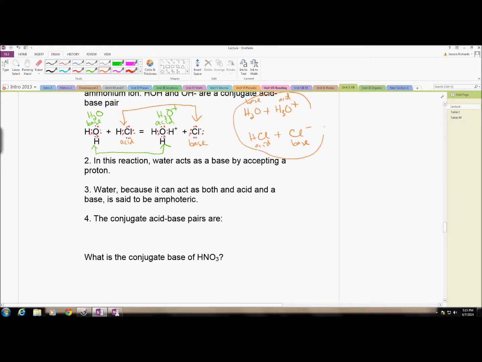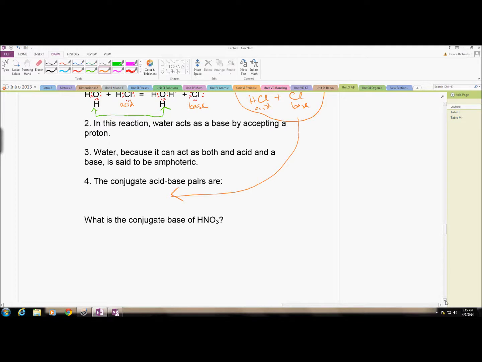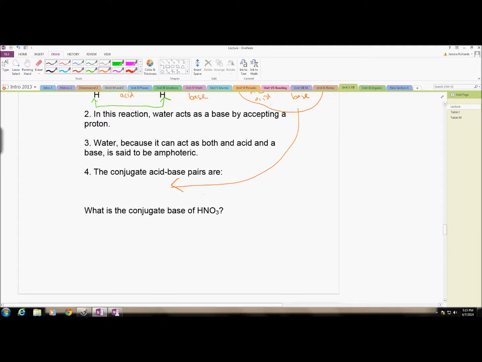Our notes up here are really the answer to this question down here for 4. What are the conjugate acid-base pairs? It's water and the hydronium and our HCl and Cl minus. If you just have a compound itself and you want to know what the conjugate base of an acid is, remove a hydrogen. If you have a base and you want to know what the conjugate acid would be, add a hydrogen. So if we have this HNO3 and they want to know what the conjugate base is, we're going to just remove a proton and see what we get. So if we take off an H plus, we have an NO3 minus 1.